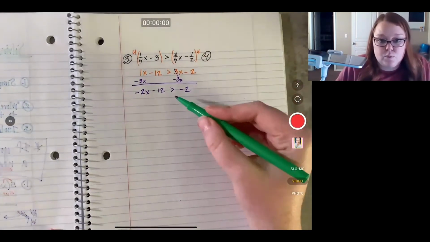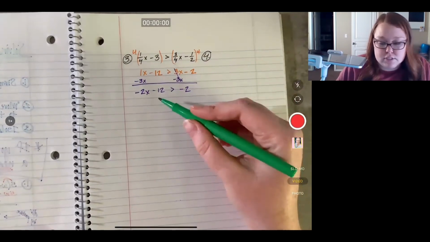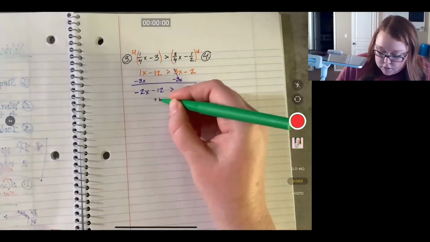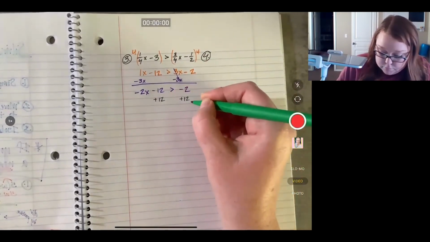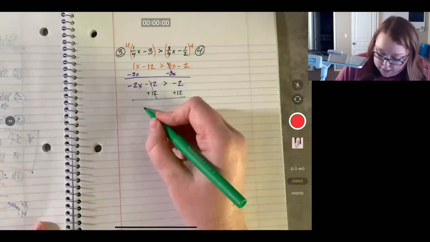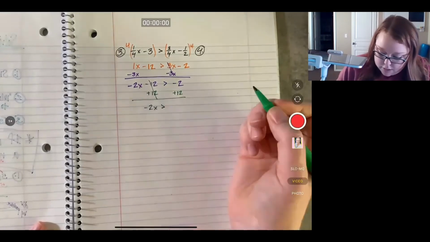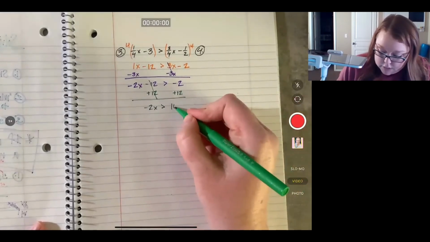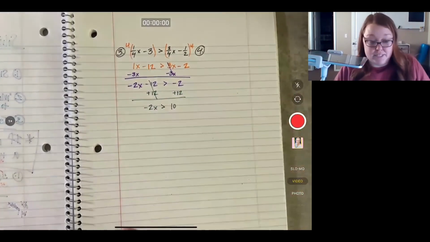Now I'm looking at the 12, trying to move it over. Since it's a negative 12, I add 12. Again, negative 2x is greater than positive 10. Took me a while. Negative 2 plus 12 is 10.